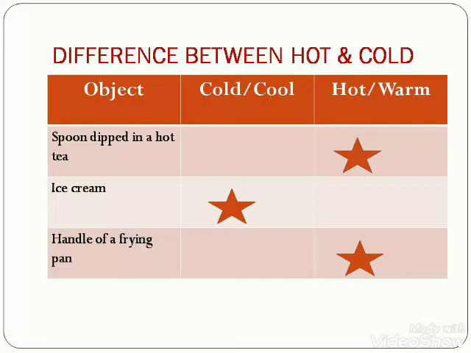How do we decide which object is hotter than the other? We often do it by touching the objects. In our day-to-day life, we come across a number of objects. Some of them are hot and some of them are cold. Here, a few objects are listed. We are going to say whether each is hot or cold. Spoon dipped in hot tea, hot. Ice cream, cold. Handle of a frying pan, hot.